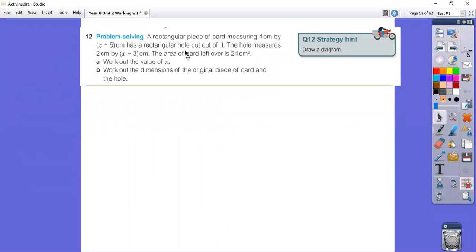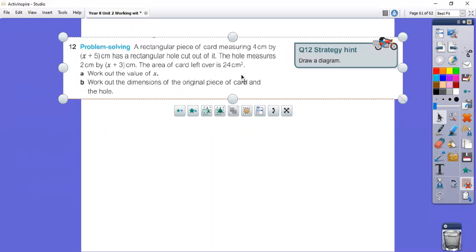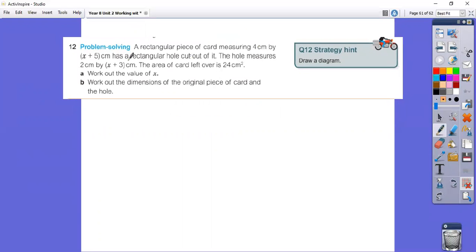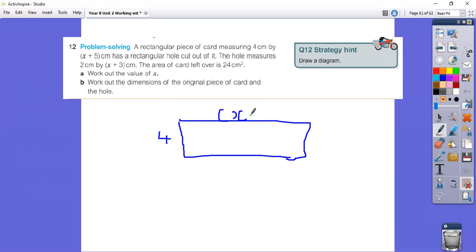Question 12, the final question. So a rectangular piece of card measuring 4 centimeters by x plus 5 centimeters. So again, it's always nice to do a little sketch. So we've got my rectangle. So one side is 4 centimeters and the other side is x plus 5 centimeters. And it has a rectangular hole cut out of it. So another rectangular piece has been cut out. The hole measures 2 centimeters, so it's going to be 2 centimeters by x plus 3 centimeters.